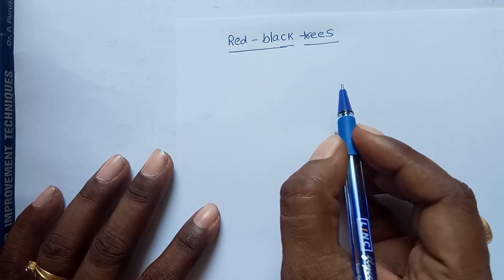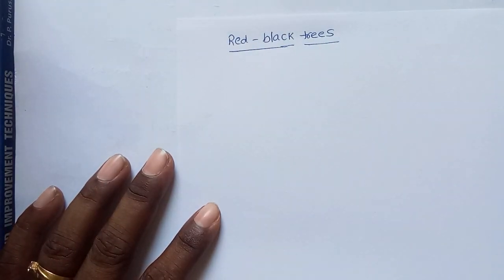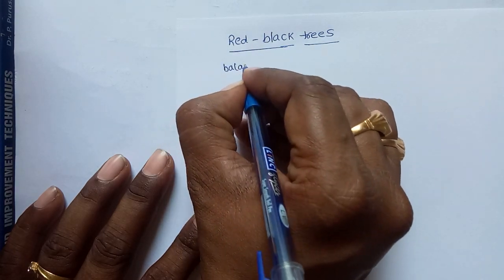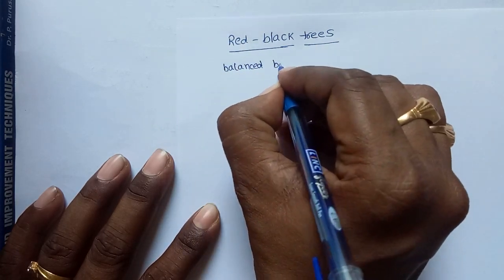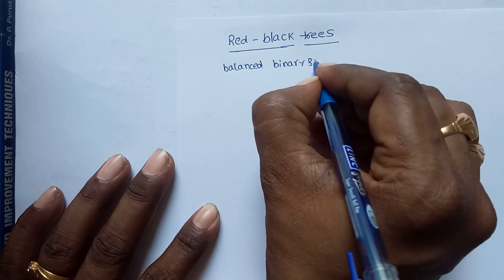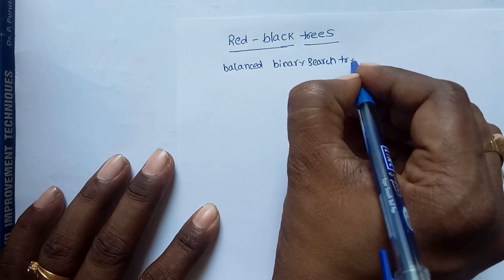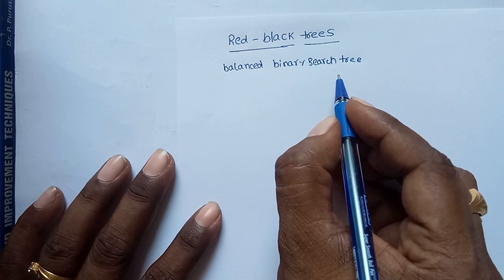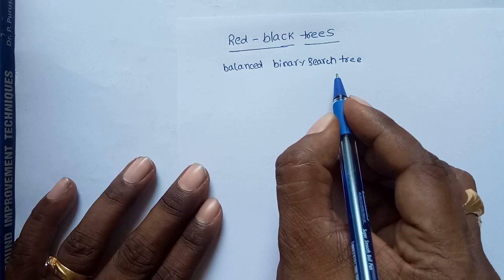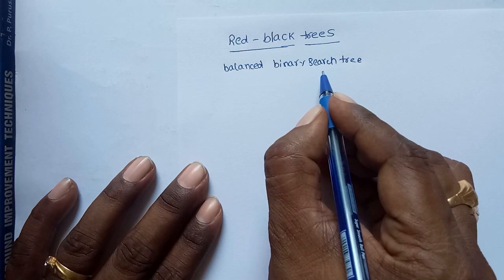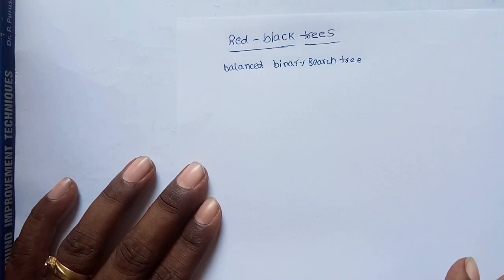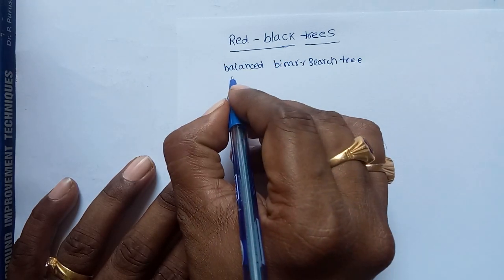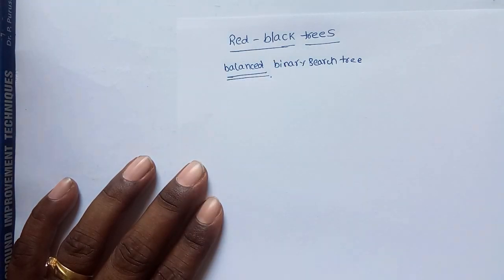Now in this session we will discuss an introduction to red black trees. Red black trees are a balanced binary search tree. That is, every red black tree satisfies the properties of a binary search tree. The value less than the root is placed on the left hand side, the value greater than the root is placed on the right hand side. And along with the binary search tree, the additional property is balanced.